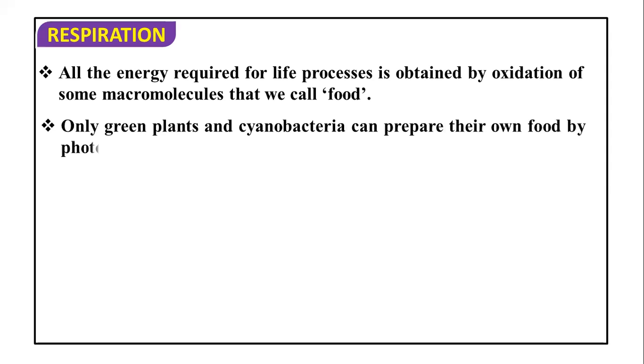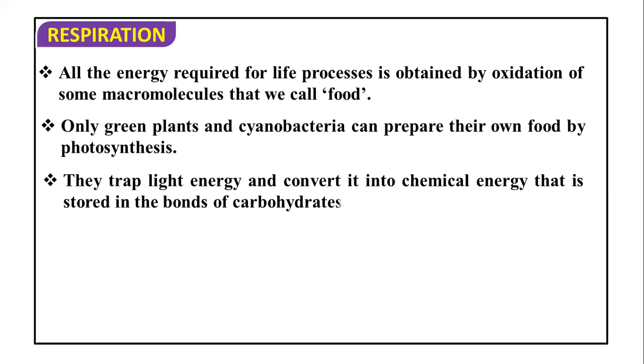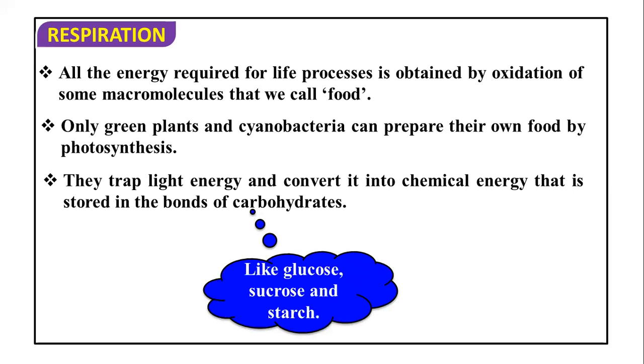Only green plants and cyanobacteria can prepare their own food by photosynthesis. Cyanobacteria, blue-green algae, and the green plants have the ability to synthesize their own food. They trap the light energy, convert it into chemical energy, and that is stored in the bonds of a carbohydrate, like glucose. Sucrose and starch are also food storing components. The food is synthesized as glucose, then it is converted into sucrose and ultimately into starch, and food is stored in the form of starch.